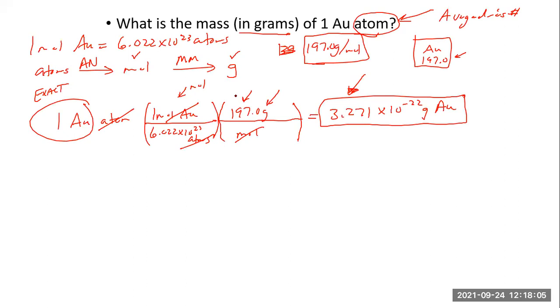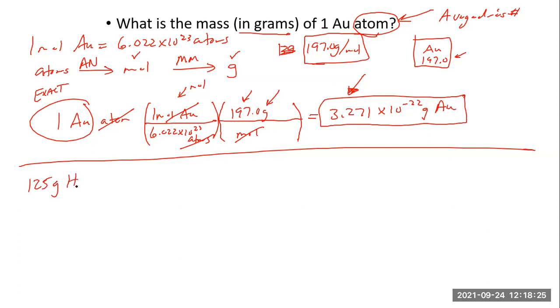Now, we could also do these type of calculations, not just with individual elements, but we could definitely do them with things like molecules. So for example, let's say we had 125 grams of water. We want to know how many molecules that is. So why don't you take a moment and see what you come up with, some numbers that will be helpful. Hydrogen 1.008, oxygen 16. All right, take a moment or two to see what you come up with.